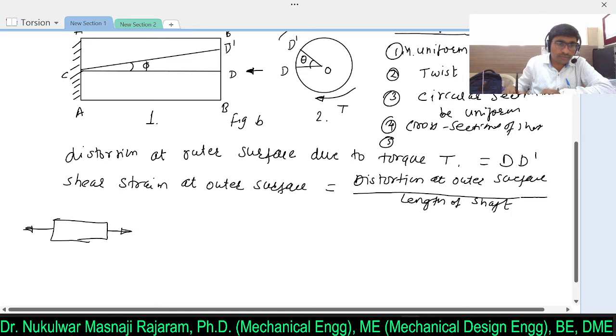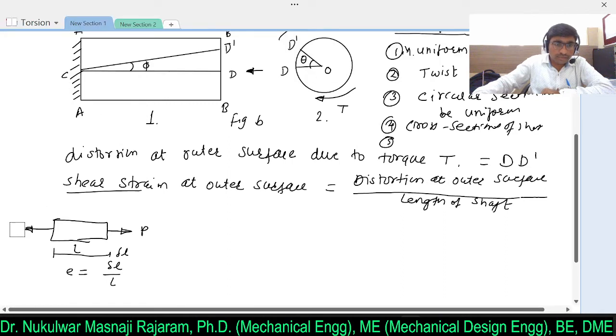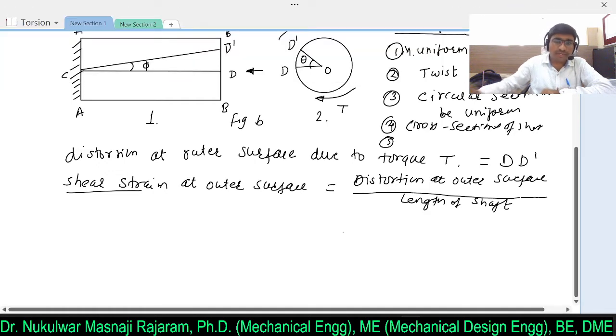If you apply a force over here, then this was the length, and after application of force there will be a change in length. So strain, simple strain, was delta L divided by L. Now in this case we are applying a tangential force. That's why we get the shear strain at the outer surface. Clear? So that's why I am writing shear strain, that is again a distortion at the outer surface divided by change in length. So distortion I can write here d dash divided by L.